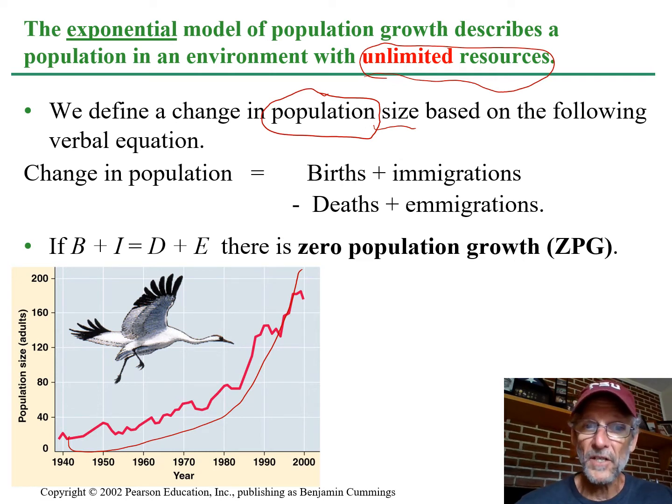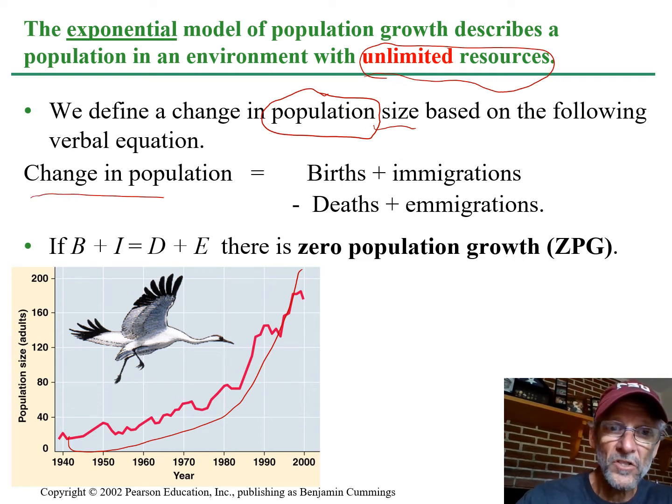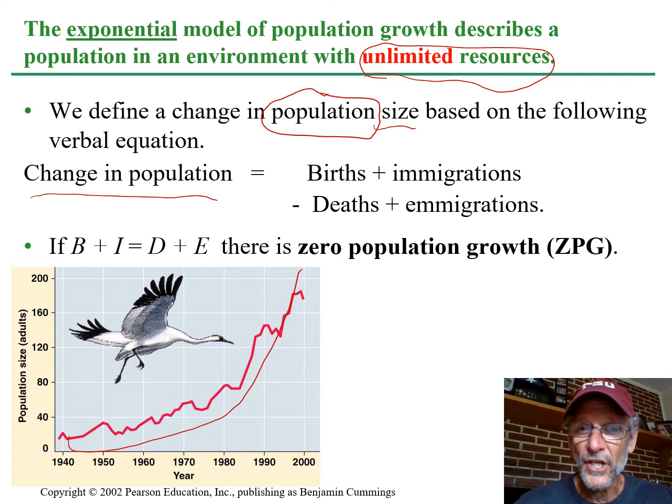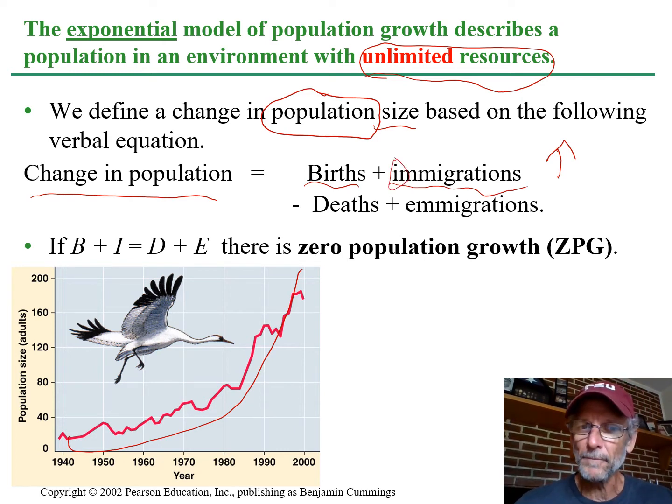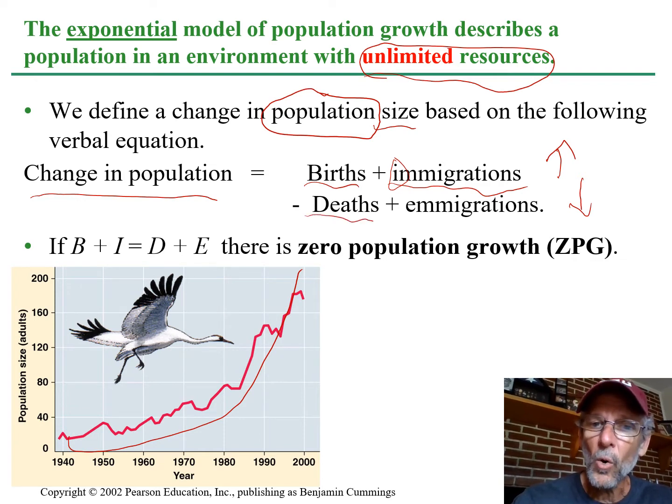So here's some very simple math, right? What could cause this population size to change? Well, the thing that would cause it to increase is if little babies get born or if things move in. Immigration is in, right, to that group, whatever we're defining that group as. What would cause the population size of that group to go down? If things die or if things leave, emigrate.